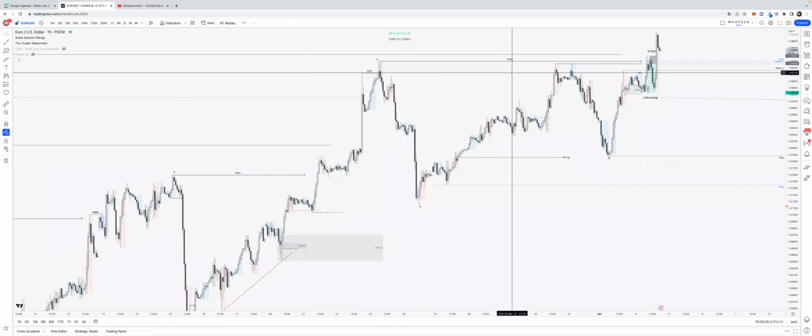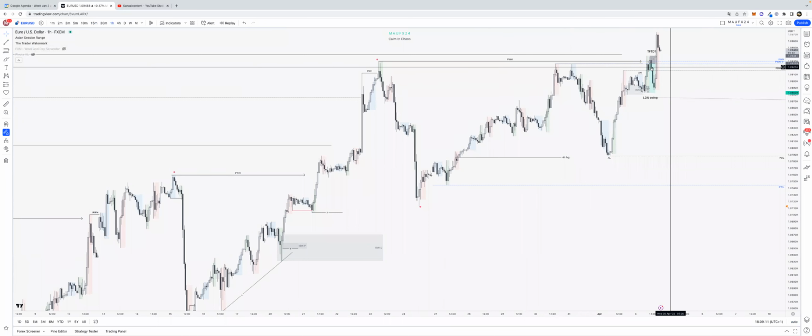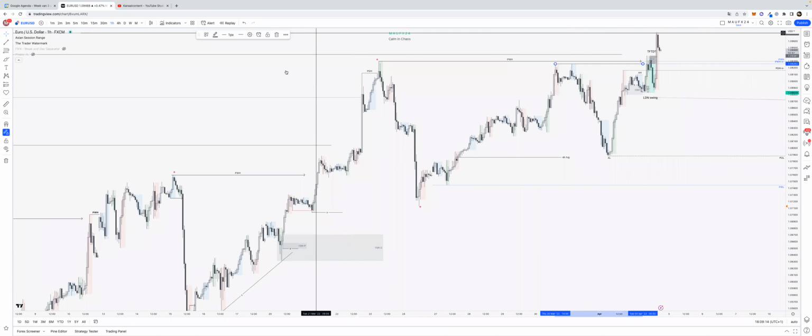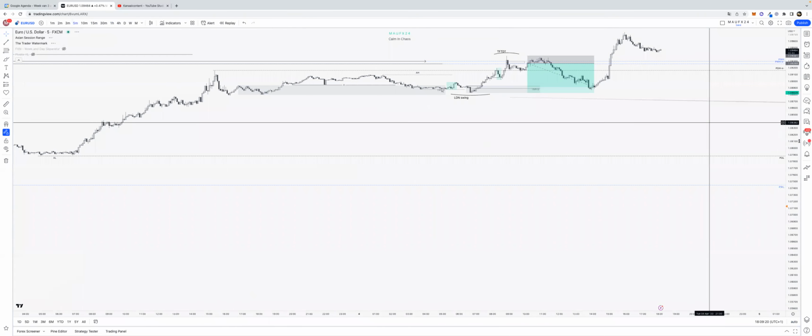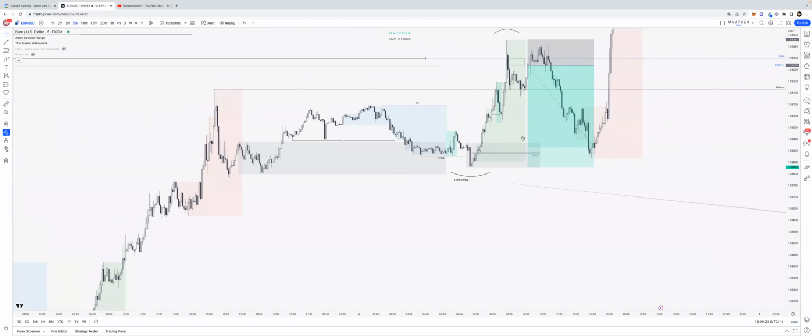But we didn't create a new high yet, but we did create equals over here. So yeah, pretty straightforward, right? Target the equals and then might see turnaround after that. Then going down lower, we can see that during London, this was a swing.